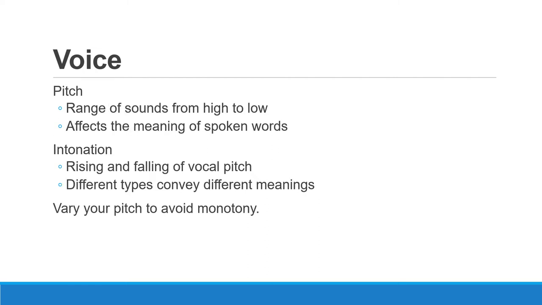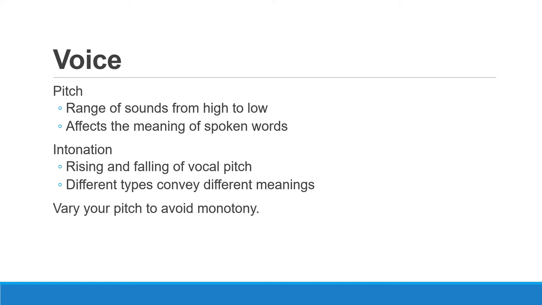Another thing that you'll want to think about is your pitch. And that involves the range of sounds from high to low. Some people have very high pitches, which can be very annoying, and then others can have very low pitches. So be aware of the pitch in your voice and try to make it a medium pitch, because the more medium it is, the better it is for your audience.